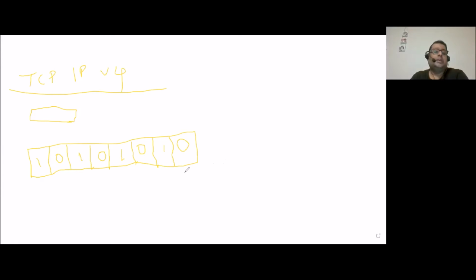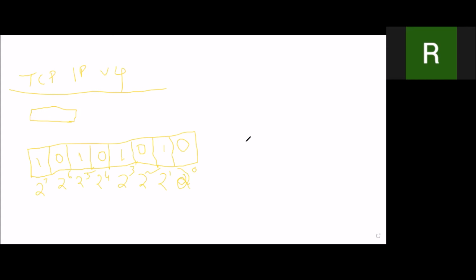Okay. The decimal equivalent of this binary number is, 2 to the power 0, 2 to the power 1, 2 to the power 2, 2 to the power 3, 2 to the power 4, 2 to the power 5, 2 to the power 6, 2 to the power 7. Do you know what is 2 to the power 7? How much is it? 2 into 2 into... How much is that?